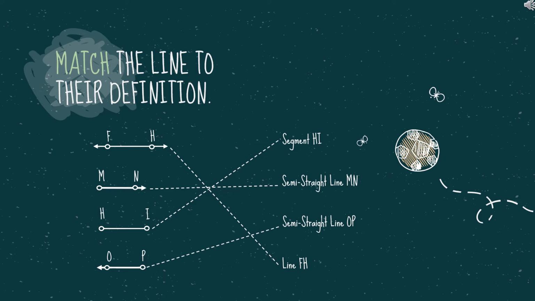Finally, the last one. You need to draw a semi-straight line OP. Can you see how it has one arrow pointing in the opposite direction to the last one? It doesn't matter, it still only has one arrow, which makes it a semi-straight line.